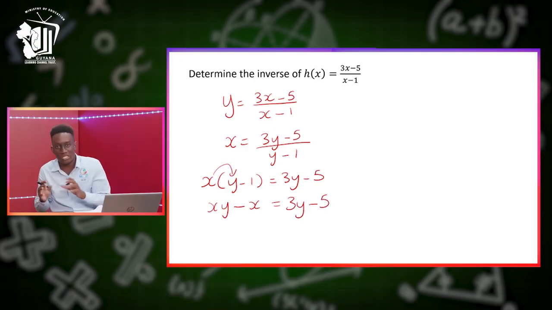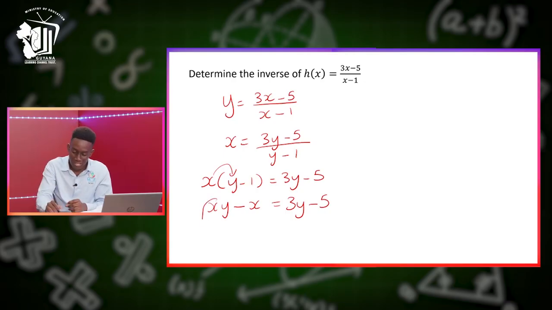So remember, the whole objective is to make y the subject. But in this case, we have a y here and we have a y here. So we need to do something so that we are just left with one y. We cannot have two y's. So let's put those two terms with y together on the left-hand side.